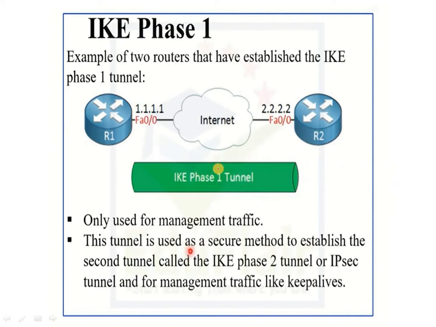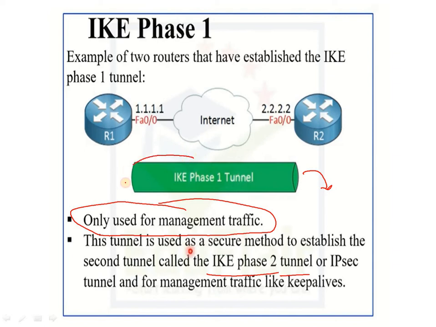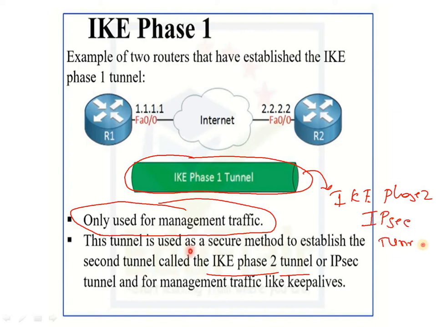What is the purpose of this ISAKMP phase? IKE Phase 1 is only used for managing the traffic between the two parties. This tunnel is used as a secure method to establish the second tunnel called the IKE Phase 2 tunnel. So this is phase 1. As we know, phase 2 uses the result of phase 1. So what is the result of phase 1? We have developed the IKE Phase 1 tunnel, and this will be used by the IKE Phase 2 tunnel. The IKE Phase 2 tunnel is also called the IPsec tunnel.